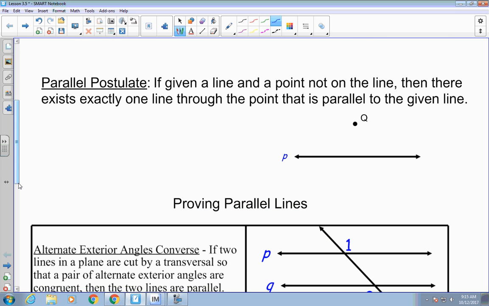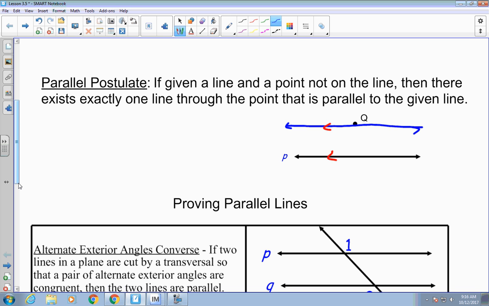Now, we have a postulate called the parallel postulate. And it says that if given a line and a point not on the line, then there exists exactly one line through the point that is parallel to the given line. Now, that's kind of wordy, but basically, if you have a line and you have a point that's not on it, exactly one line can be drawn through that point so that it is parallel to this other line. Okay? That's basically what it is. A line and a point not on the line, exactly one line can be drawn through that point to be parallel to that other line.